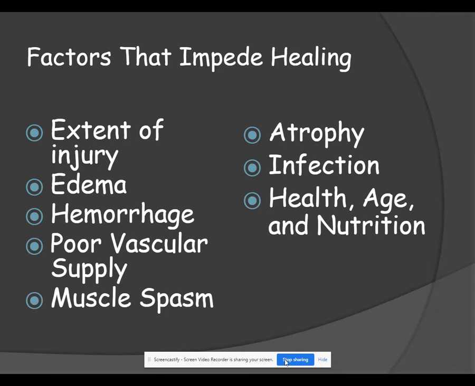Also, muscle spasms. So prevents approximation, so basically aligning close. So when we think of a muscle spasm, think of a cramp, okay? And during a cramp, it's called ischemia, so there's a decreased blood supply. So muscle spasms can impede healing.